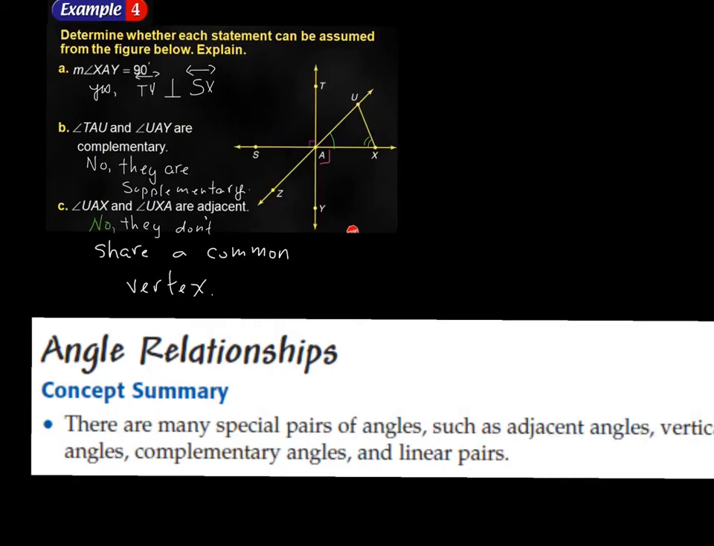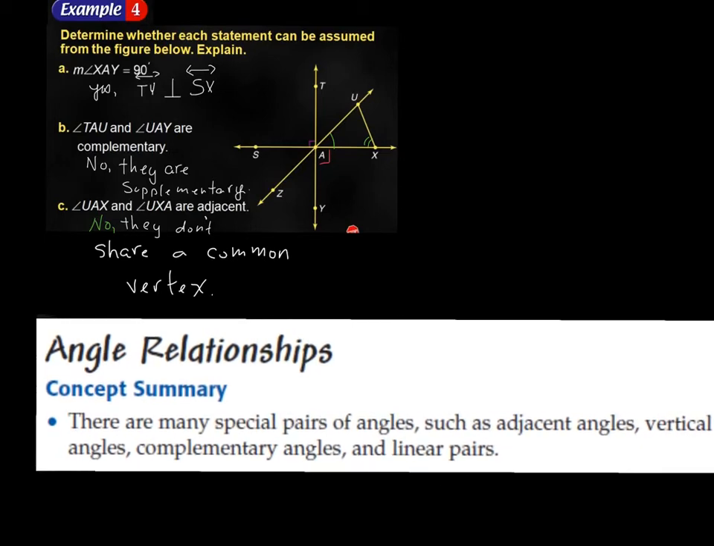There are many special pairs of angles, such as adjacent angles that share a common side and vertex, vertical angles, complementary angles that add up to 90 degrees, and linear pairs or supplementary angles that add up to 180 degrees.